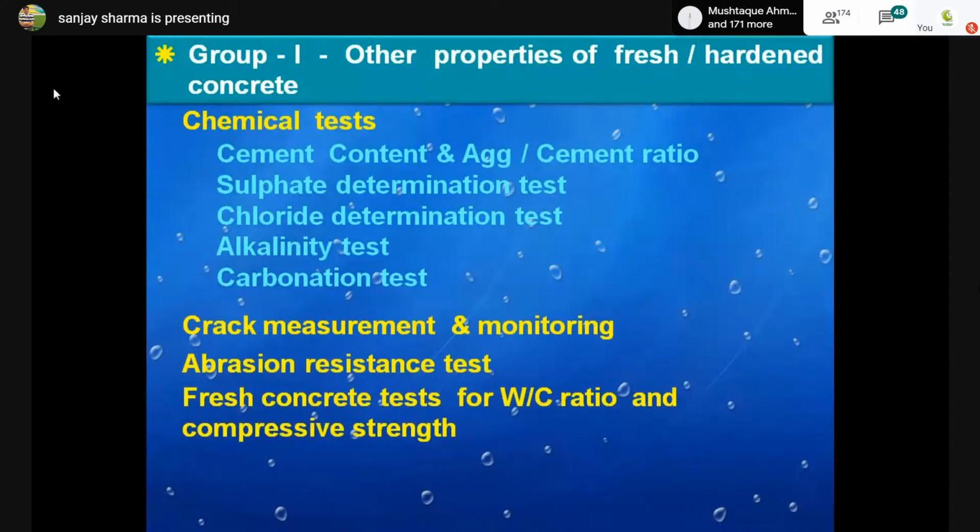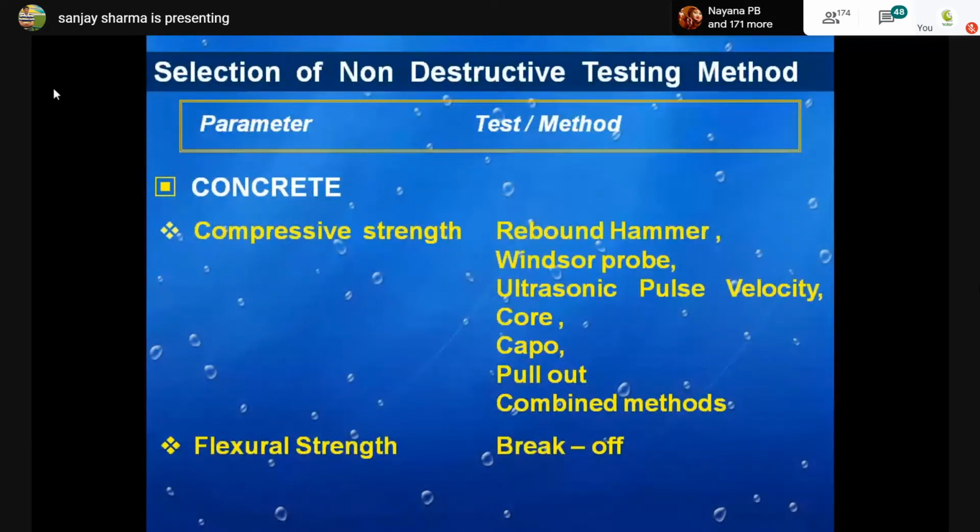Then we have the other properties. If you want to determine them, there are chemical tests, where you may want to know the cement content, aggregate ratio, cement ratio, sulfate content, chloride content, alkalinity test, and carbonation, which is again very important in many of the old structures. Then you have crack measurement, pressure resistance test, etc., which can be clubbed under this.